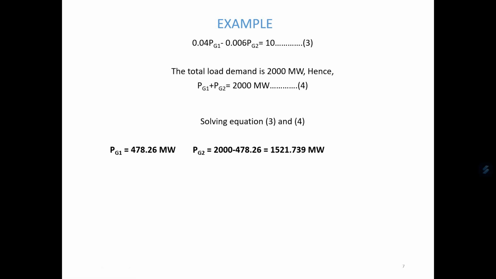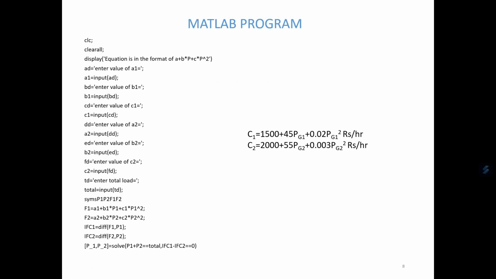So in short, we can say that for the total demand of 2000 megawatt, power generated by generator 1 should be 478.26 megawatt, and power generated by generator 2 should be 1521.739 megawatt. Now we'll solve the same numerical with the help of MATLAB software. For MATLAB, there is one program for economical load dispatch neglecting the transmission losses by two generators.